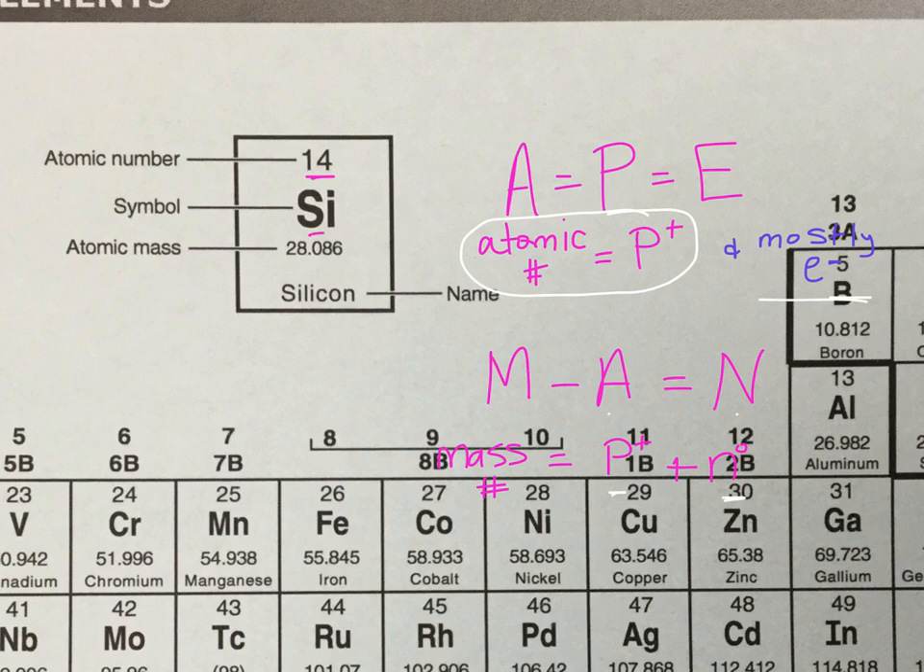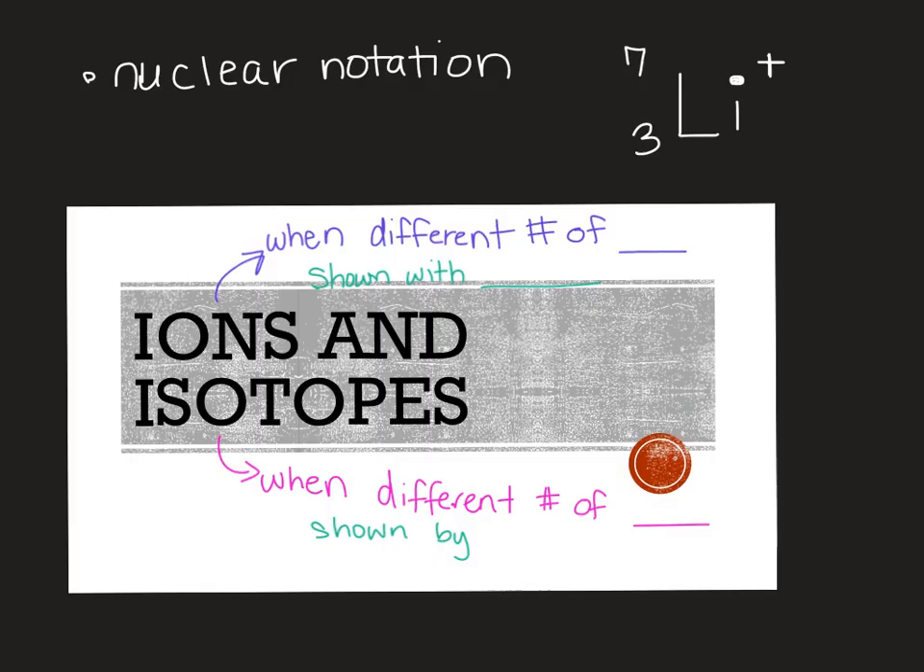Then you have your chemical symbol. And then you have an average atomic mass. And we're going to see today and tomorrow that this is different than your mass number. An average atomic mass is going to be a weighted mass. And then there is your chemical name. So that leads us to nuclear notation, which is something that you'll start using.